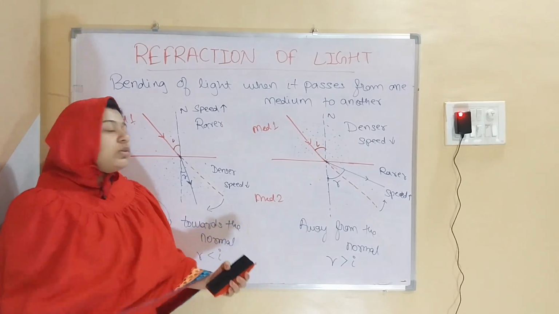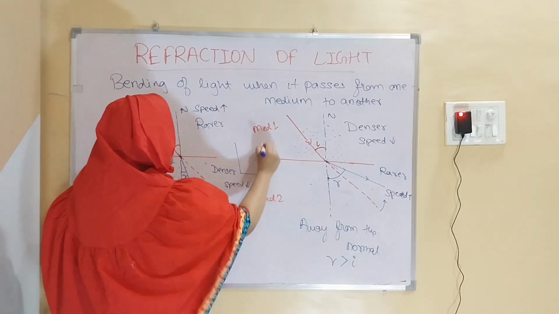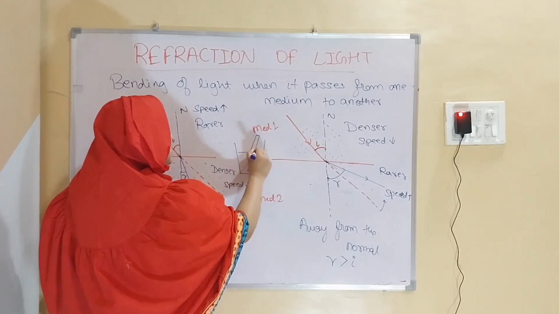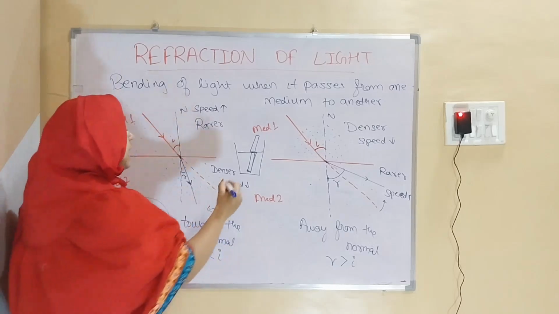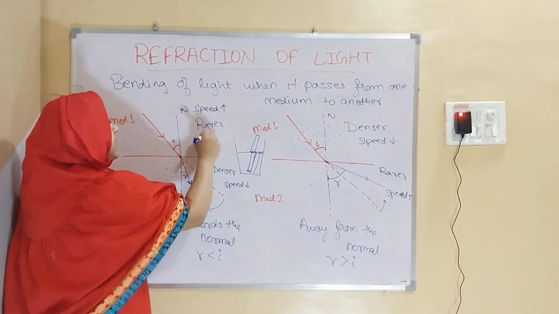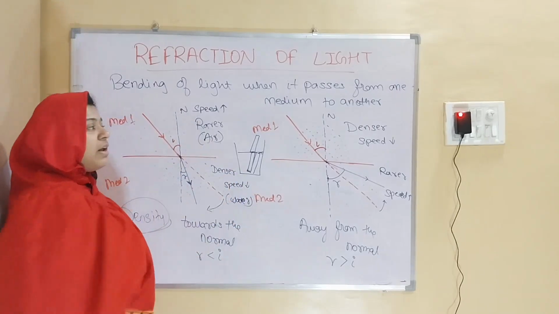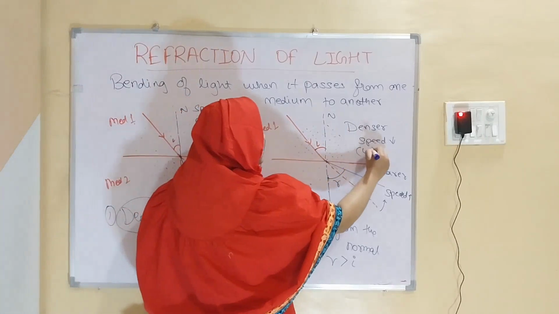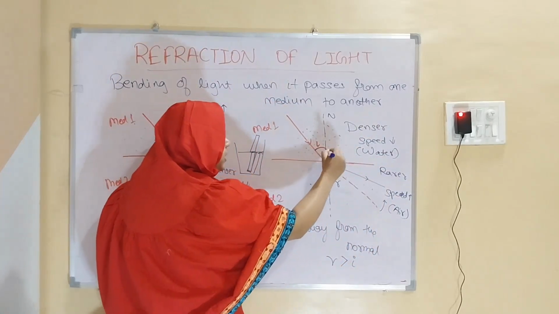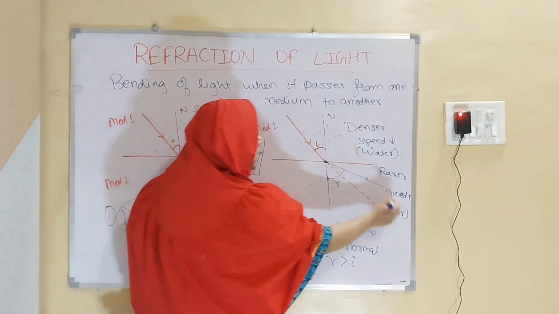So the reason behind the shift, the displacement of the pencil when immersed in water is this bending of light. When the light ray goes from water to air, it bends. For example, we take the denser medium as water and the rarer medium as air. So when the ray of light goes from water to air, its direction changes. There is a bending.